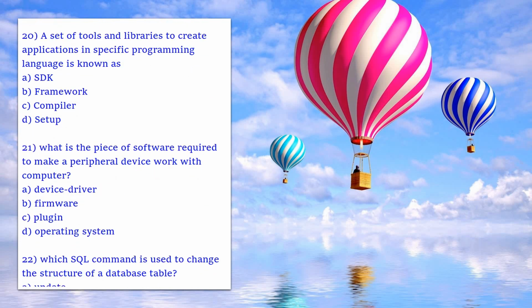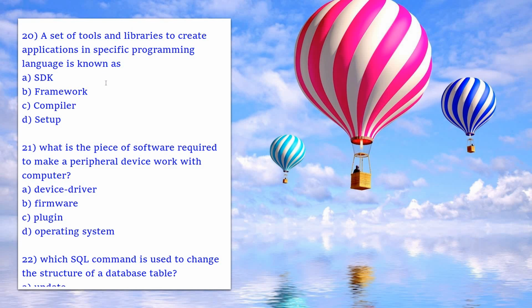Then the 20th question: a set of tools and libraries that are used to create applications in a specific programming language is known as? Tools and libraries: SDK, software development kit. This is a development kit, a platform which is used to run the programs. The next is framework, then compiler. A compiler is used to run the code, and then setup. These are not the correct answers, so the remaining is framework.